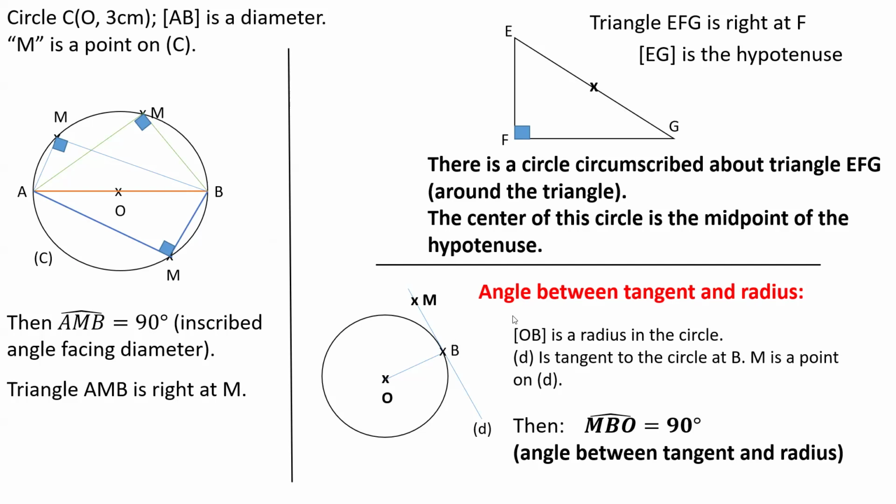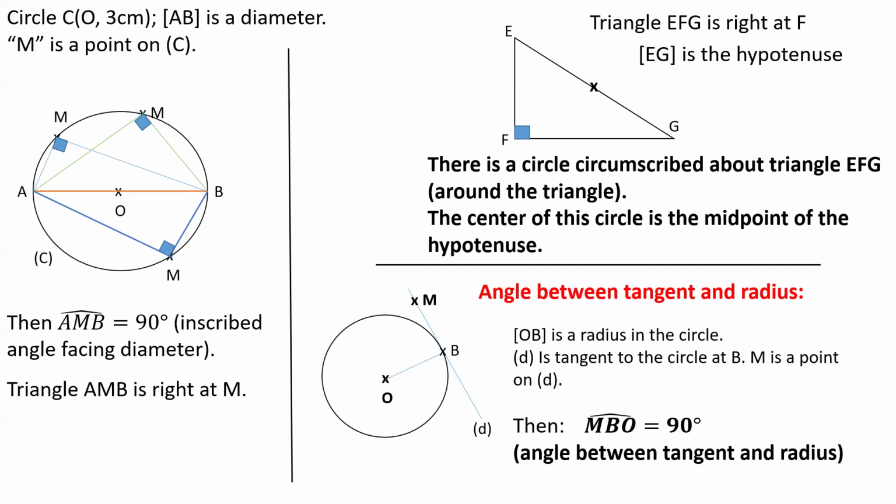Now, finally, I will tell you about the angle between the tangent and a radius. If I have a circle C of center O and I draw a radius OB, so B is on the circumference. I draw a line D which is tangent to the circle at B. So B is the point of tangency. Point M, I took it on the tangent as any point.